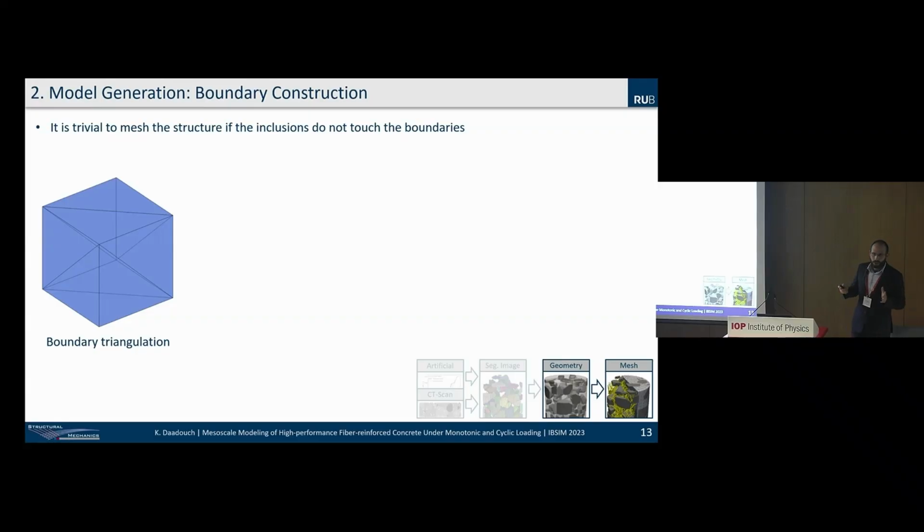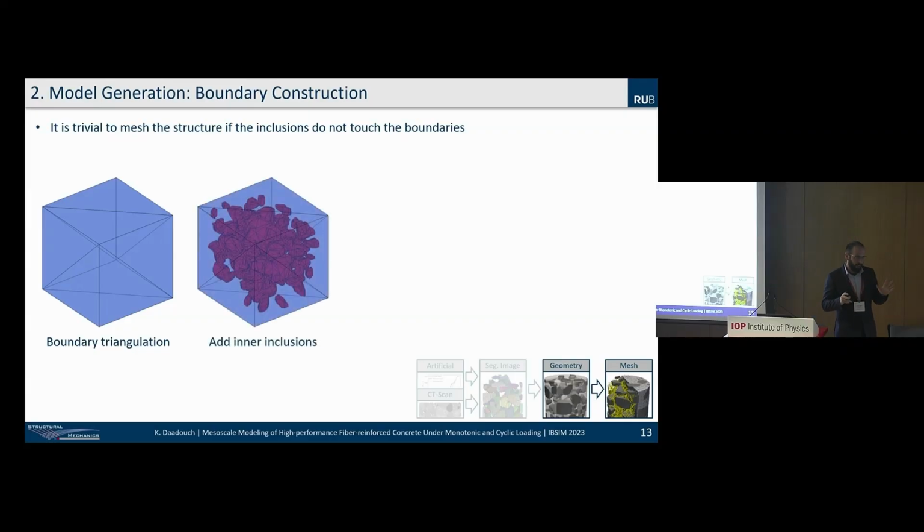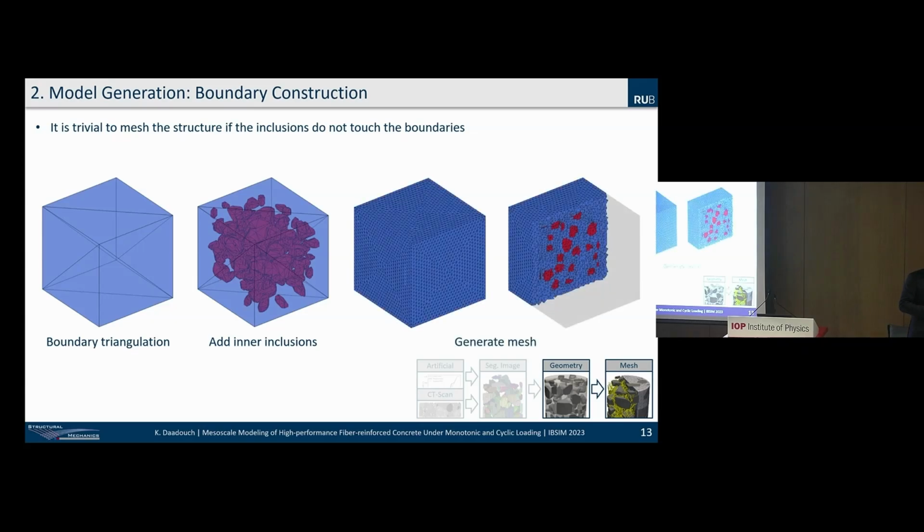I want to now build a model. Let's say my model is a cube. So I build a cube, triangulate the surface of the cube, and then put the aggregates or air bubbles inside. This is no problem. I can pass this structure to any mesher, and I will get very nice results. But if I don't have aggregates that are touching the surface, in some applications, this area without aggregates on the sides might give me bad spurious results, depending on the application.